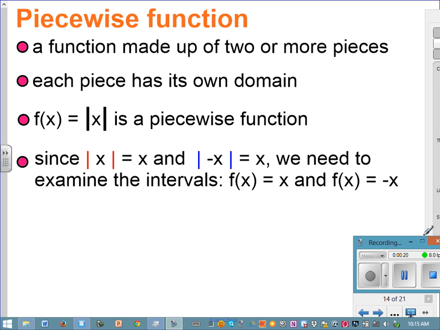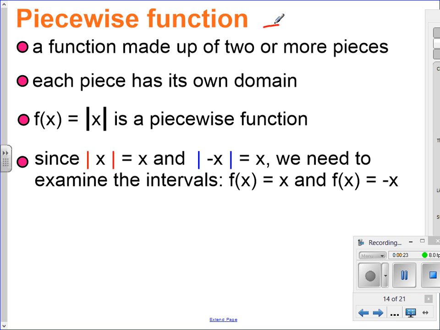more pieces. The pieces that it's made up of are the positive piece, which we saw stayed the same on all of our graphs, and the negative piece, which we saw on all of the graphs was reflected in the x-axis. So we have to look at each one of those pieces, because when we take the absolute value, the result stays the same, but we have to look at the domain that resulted in those positive pieces. So the absolute value of x is a piecewise function, since the absolute value of a positive x is x, and the absolute value of a negative x is also positive x.